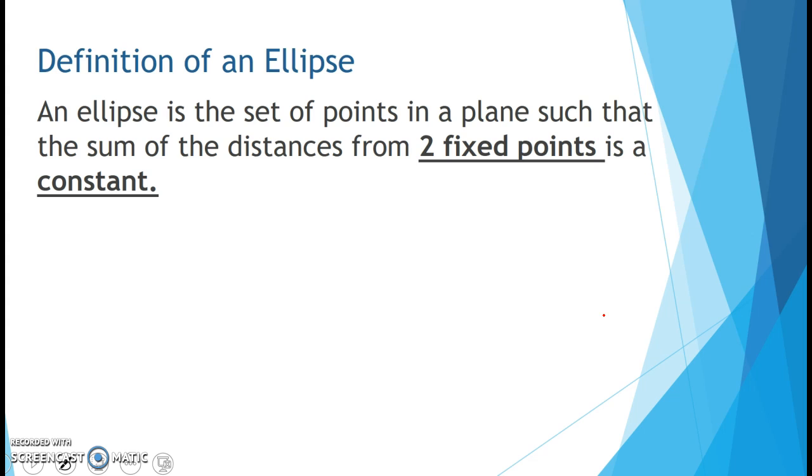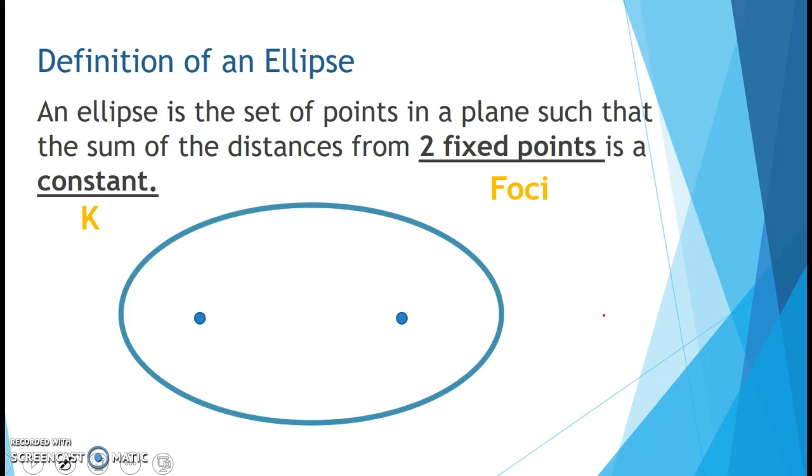An ellipse is the set of points in a plane such that the sum of the distances from two fixed points is constant. Those two fixed points are called the foci, and the constant we're just going to call a k value. So here's an example of what we're talking about. Here we have two fixed points, two foci, and here's an ellipse that goes around those two foci.